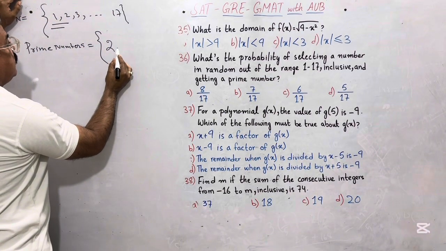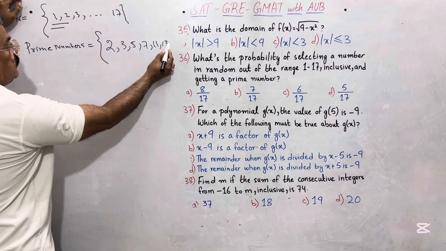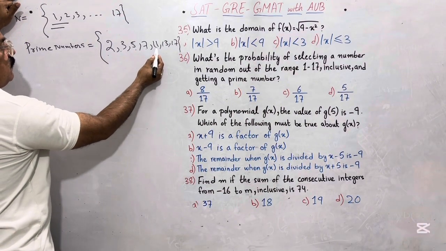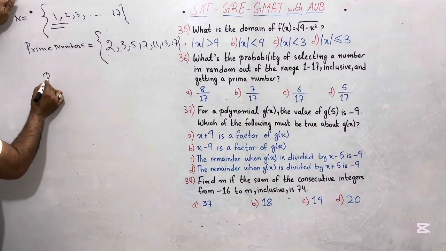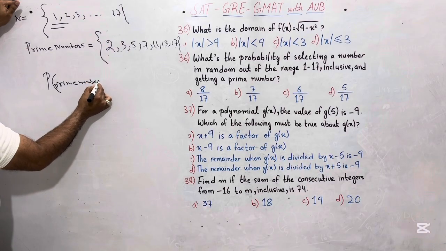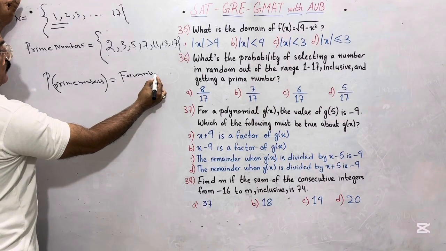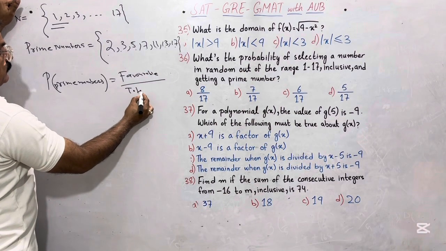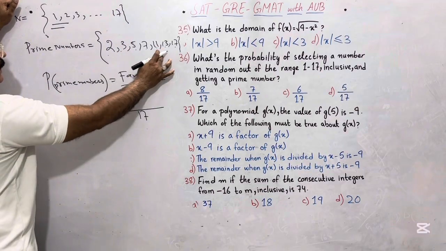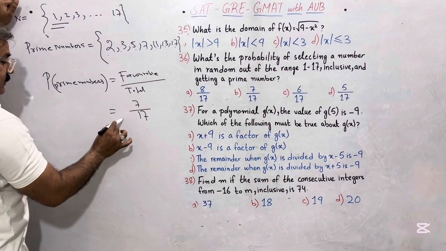These are our prime numbers from 1 to 17: 2, 3, 5, 7, 11, 13 and 17 itself. How many are these? Count them: 1, 2, 3, 4, 5, 6, 7. Our probability of prime numbers is favorable divided by total. Total from 1 to 17 inclusive is 17 numbers, and there are 7 prime numbers. So 7 over 17 is our answer.